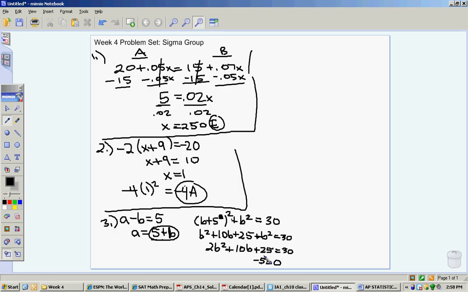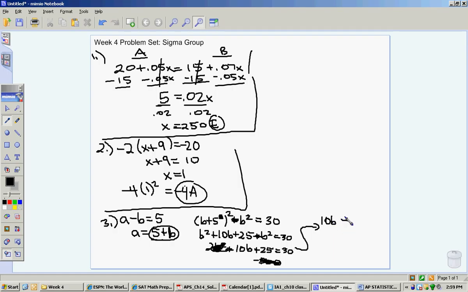Oh, that's where it was. This is actually a minus b squared. So my b's actually don't become 2b squared, they cancel out. So I have 10b plus 25 equals 30. Let me bring that up over here so we have a little bit more room. 10b plus 25 equals 30.